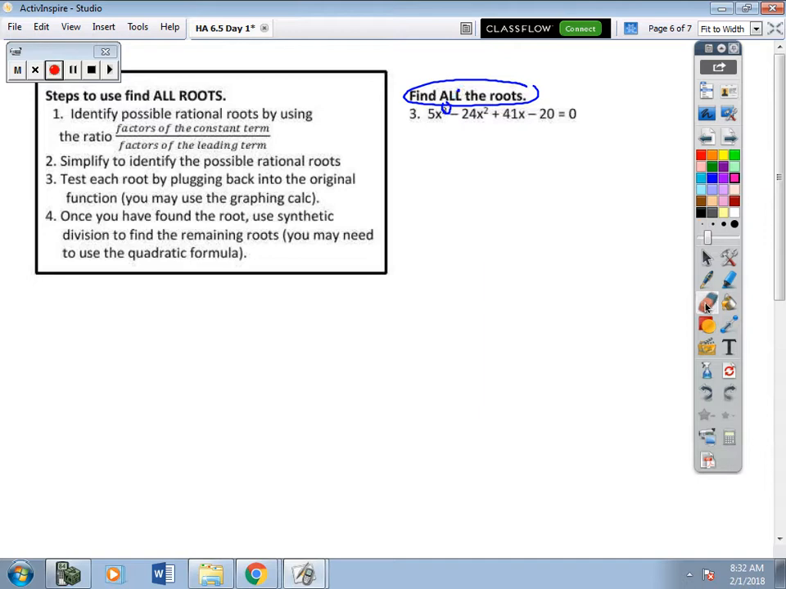Okay? Now, you do want to check and see if it's factorable by grouping. So this one is not going to be because you can see that there's no GCF amongst them. So if it said find all the roots, that's the first step I would do. If not, we're going to do what we did on the front. So we're going to list our possible factors, which would be factors of 20 over factors of 5.